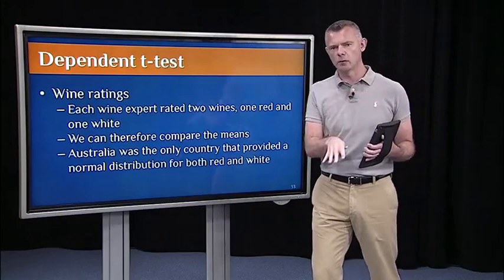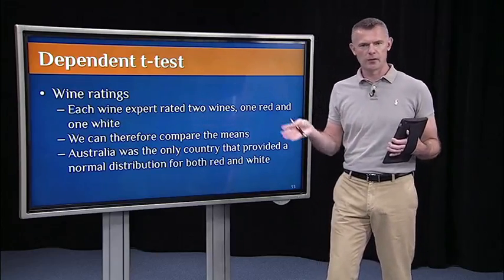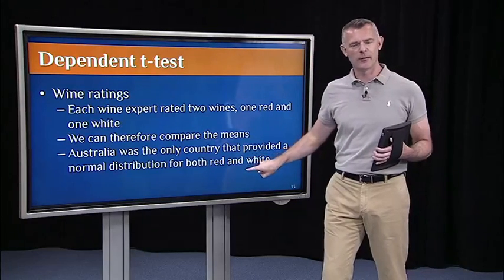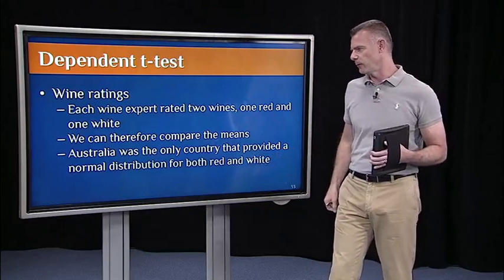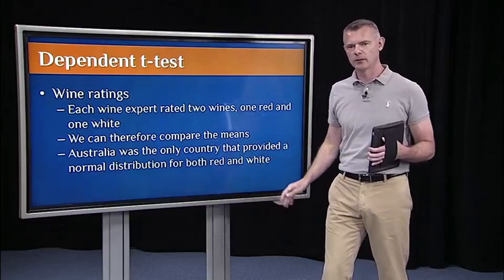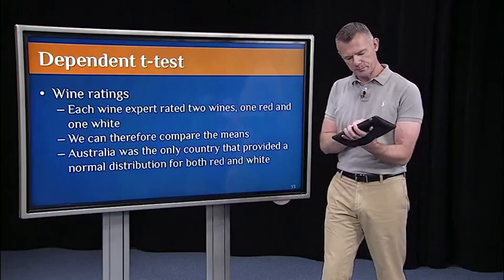Remember, all the reds were normally distributed, but then to show non-normal distributions, the whites were all messed up, right? But in Australia, the white distribution was normal. And one of the assumptions underlying this test is that we have normal distributions. So we're just going to do this example on the Australian wines.